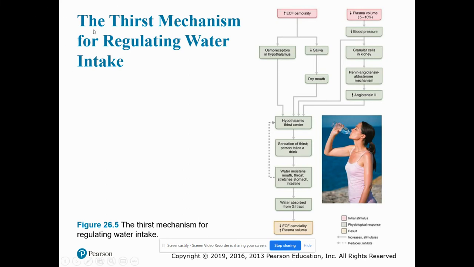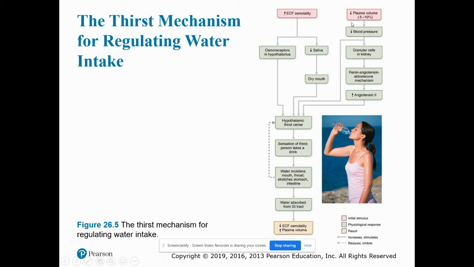So if there is an increase in extracellular fluid osmolality, this is going to signal the osmoreceptors in the hypothalamus, which is going to send a signal to the hypothalamic thirst center, which is going to cause a sensation of thirst, which is going to cause a person to take a drink. The water is going to moisten the mouth, throat, and also stretch the stomach and intestine. Water will be absorbed from the GI tract, and this is going to decrease extracellular fluid osmolality and increase plasma volume. Also, we would have a decrease in saliva, dry mouth, which would also stimulate the hypothalamic thirst center.